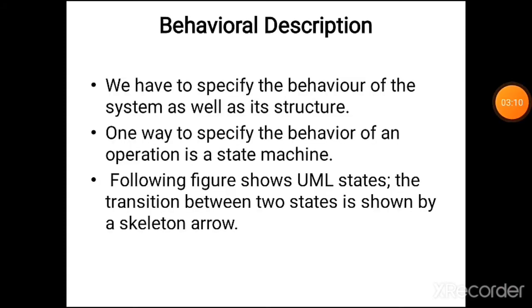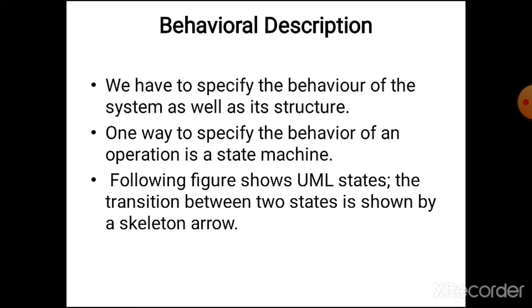The next main point is behavioral description. We have to specify the behavior of the system as well as its structure. So one way to specify the behavior of an operation is to describe the behavior of the system or the structure of the system. So there are different ways we can specify the behavior of the system or the behavior of an operation. One is the state machine, another one is the sequence diagram, etc.